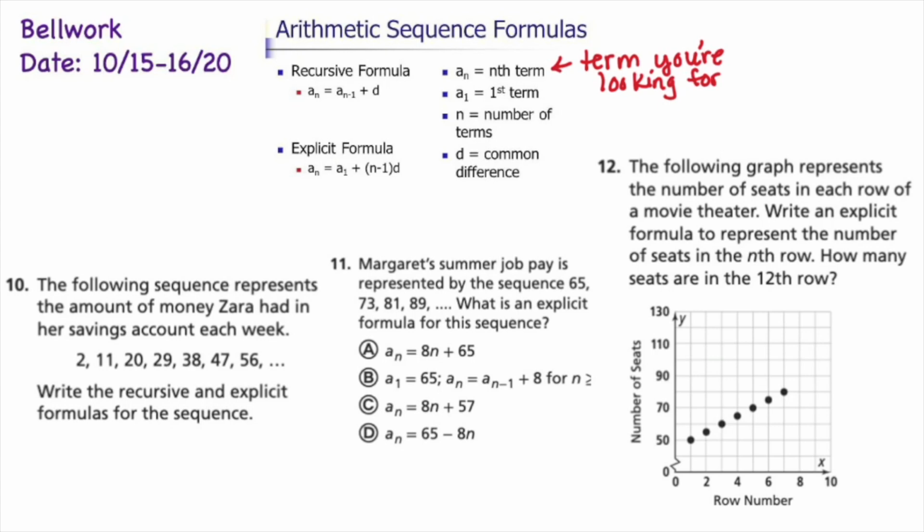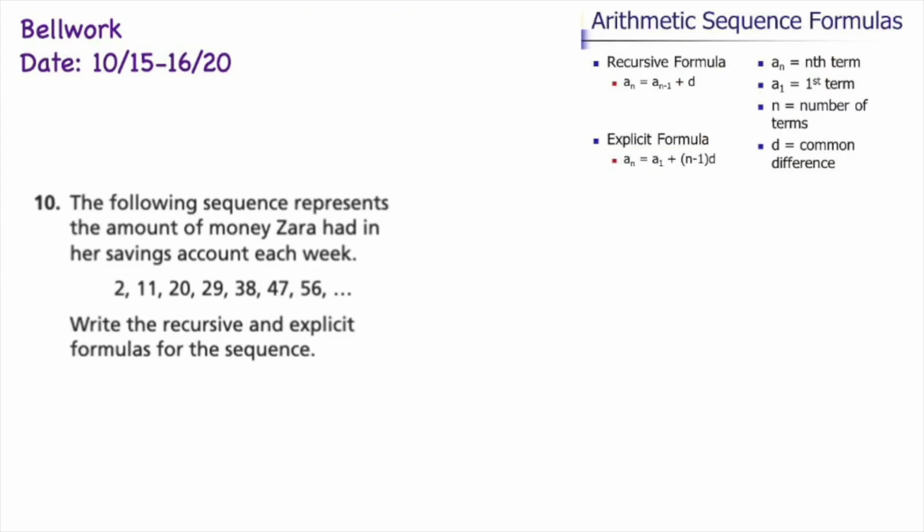Both of them use the same letters. It's just how they use them within the formula is a little bit different. All right, so let's go over number 10. Number 10, the following sequence represents the amount of money Zara had in her savings account each week: 2, 11, 20, 29, 38, 47, 56. Write a recursive and explicit formula for her sequence.